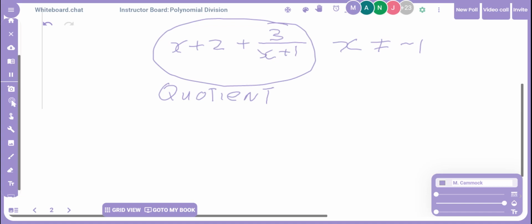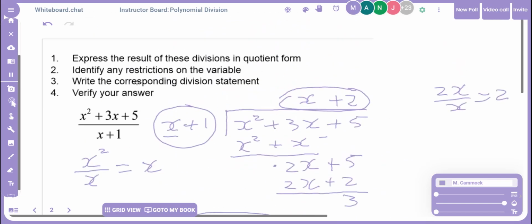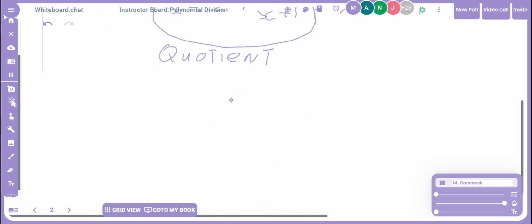So that's what the restriction is. The restriction is that x cannot be equal to minus 1. Now, see what Riddy did there. Riddy is showing you that if you put minus 1 as your x value in that, it's going to give you 0. Okay, so let's go back up to the top of this. It says, write the corresponding division statement. Now, here's what a division statement is.